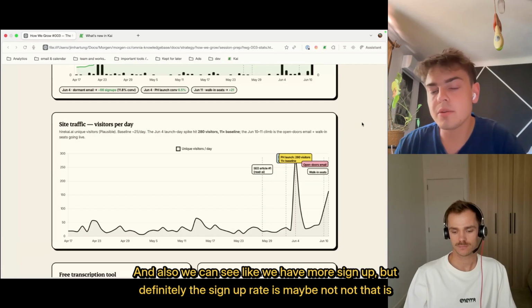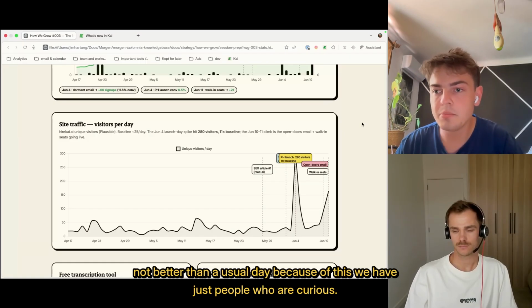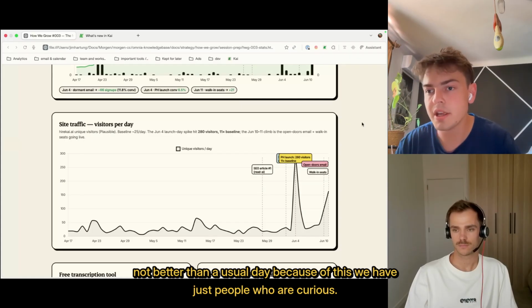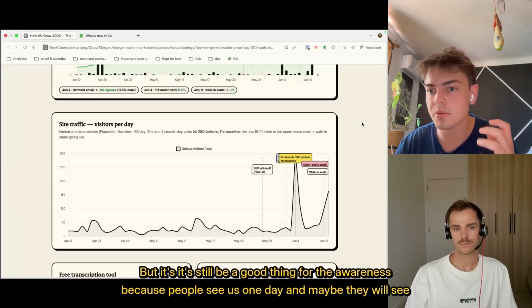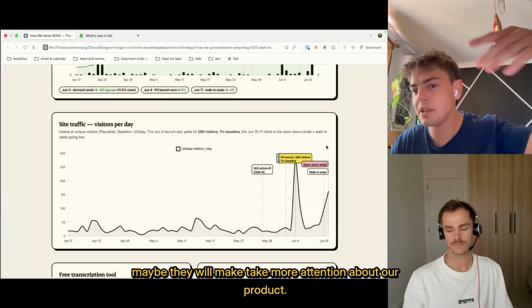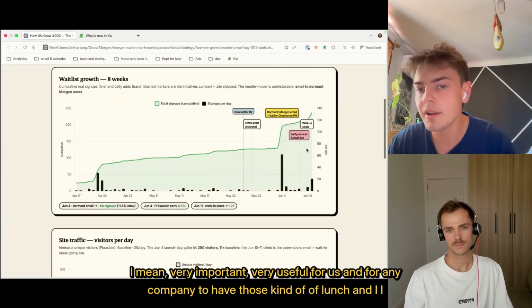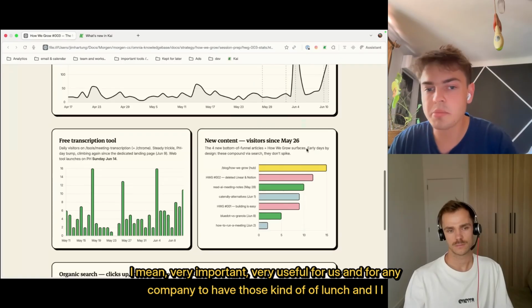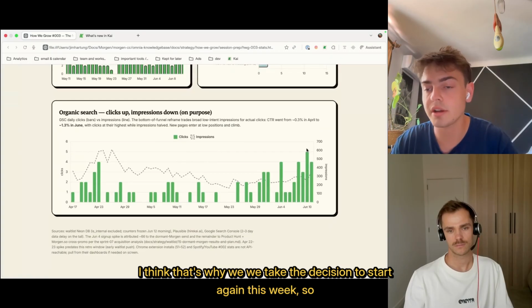And also we can see we have more signups, but definitely the signup rate is maybe not better than a usual day, because we just have people who are curious. But it's still a good thing for awareness, because people see us one day and maybe they will see us another time in the months or in the year, and then they will say, oh, I remember this, and maybe they will pay more attention to our product. So it's still very important, very useful for us and for any company to have those kinds of launches. And I think that's why we took the decision to start again this week.